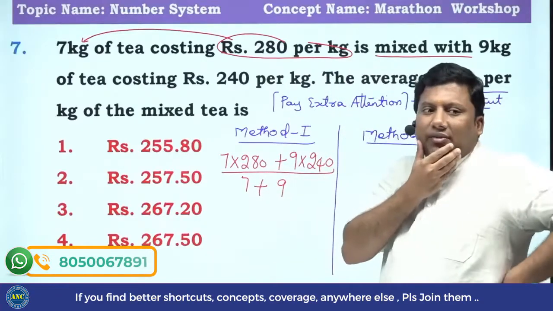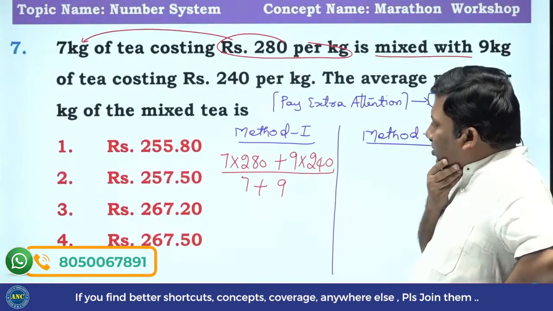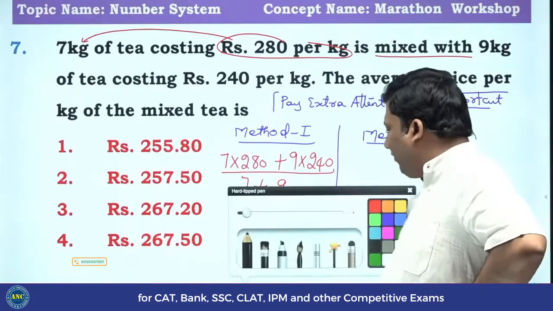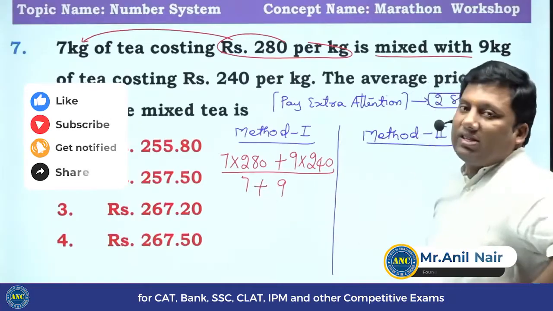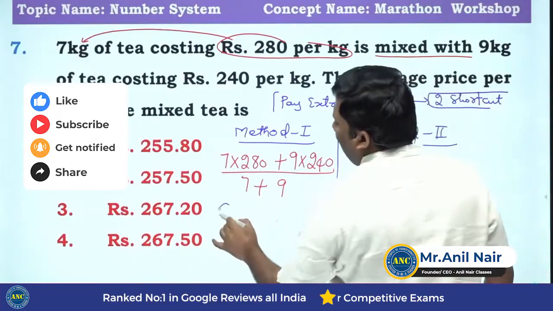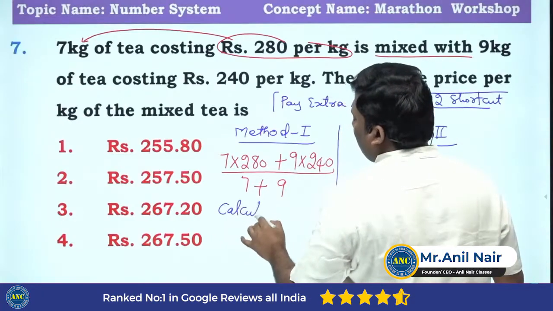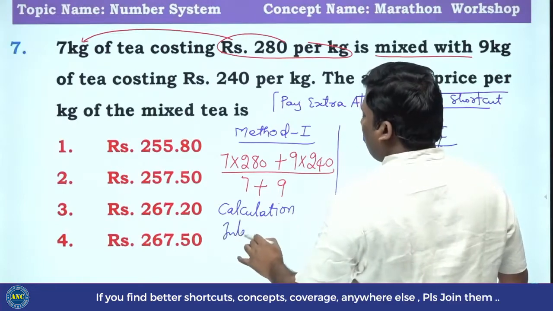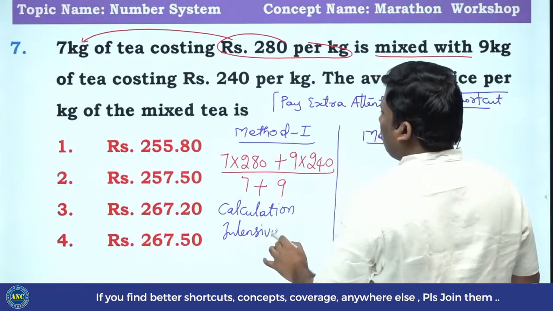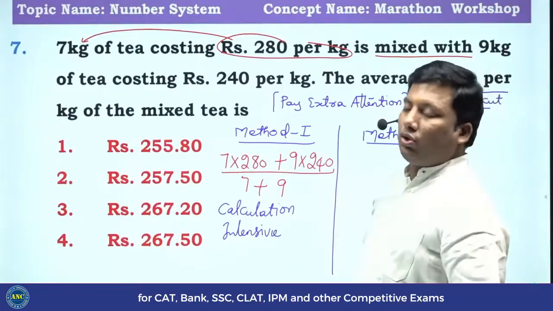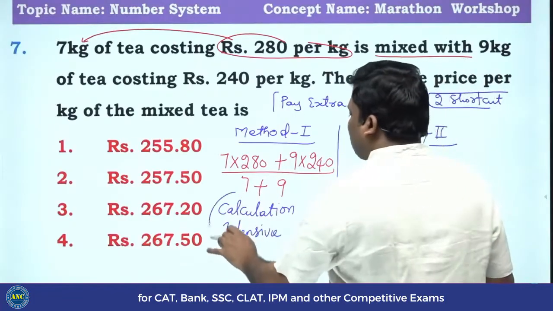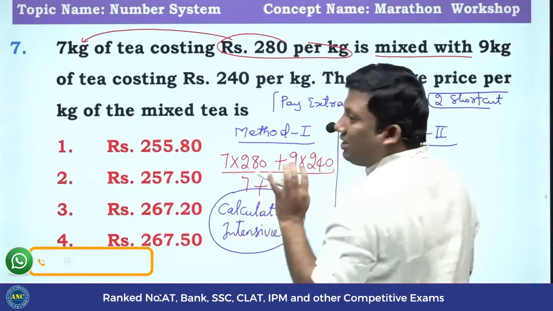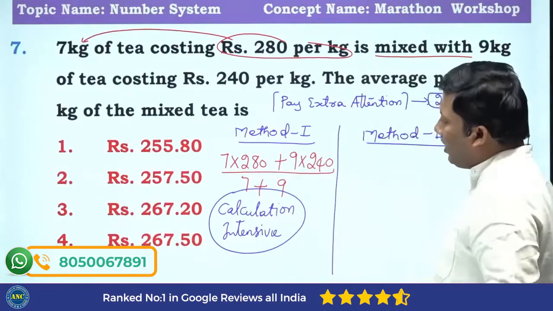This is one way: 7 into 280 plus 9 into 240 divided by 7 plus 9. It is a very calculation intensive problem. You have to do the calculations. 7 into 280 plus 9 into 240 divided by 7 plus 9. This is one way. Another way.